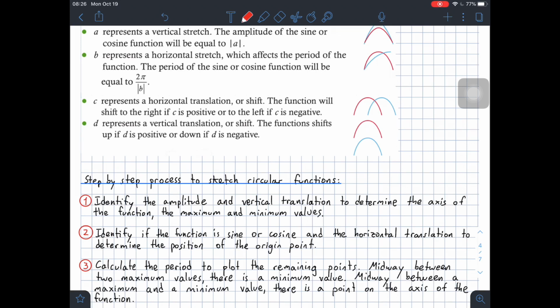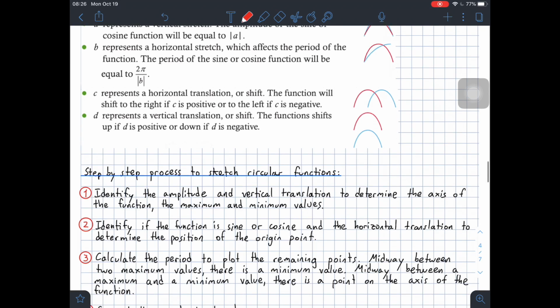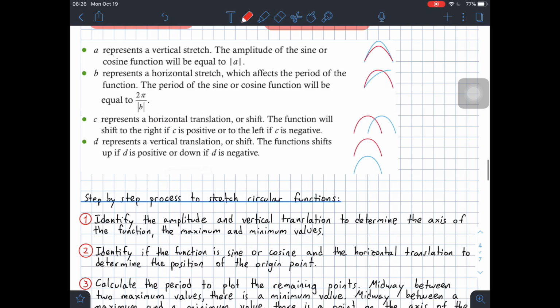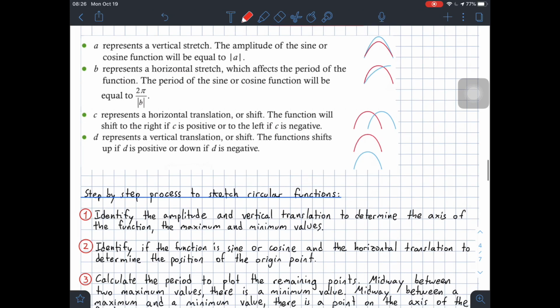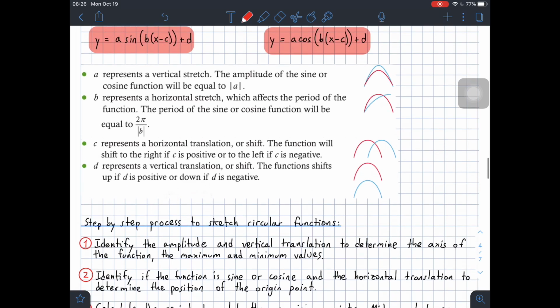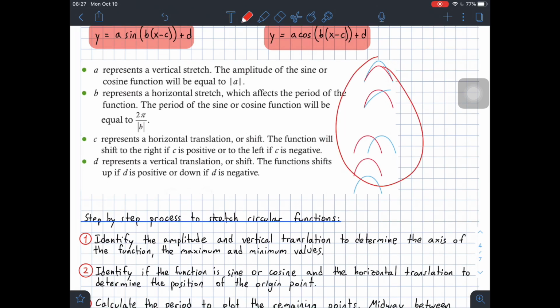Then C represents a horizontal translation or shift. Then the function will shift to the right if C is positive and to the left if C is negative. And finally, D represents a vertical translation or shift. The function shifts up if D is positive or down if D is negative. So here you have a visual representation of all of what each of these letters causes to the function.